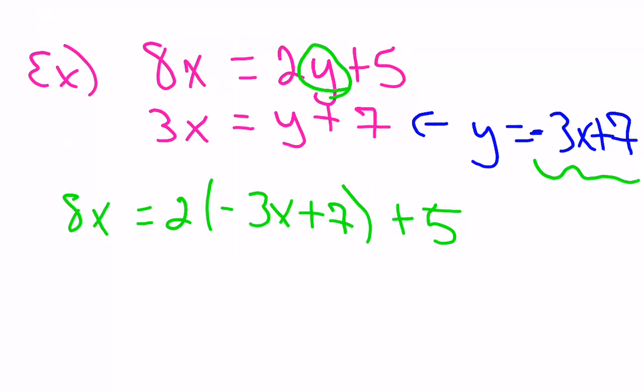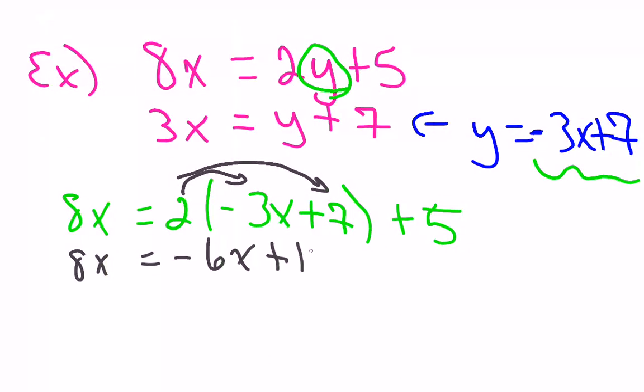All right, so now we just want to simplify it. So we're going to have to distribute the 2. So we have 8x equals 2 times negative 3 is negative 6x. 2 times 7 is 14 plus 5. And then next we are going to keep solving. So if we look at this, now we can actually solve this equation because we only have one variable. Before we had 2, there's no real way to solve that. So here we can continue to solve.